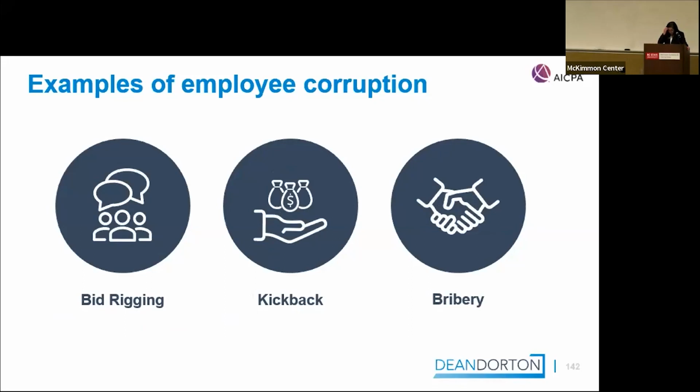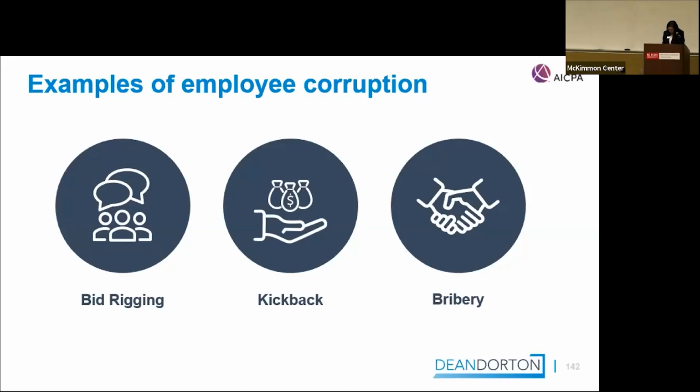Kickbacks are usually in the form of cash or goods or services. We've seen examples of this, and it can be, I think, most expensive if the employee is involved with contractors. We've seen examples where they hire contractors and then all of a sudden there's a barn built on their farm, and that's a Kentucky example. The contractor then bills for the barn because they got work at the larger employer.